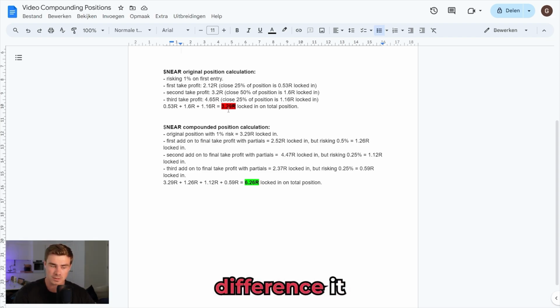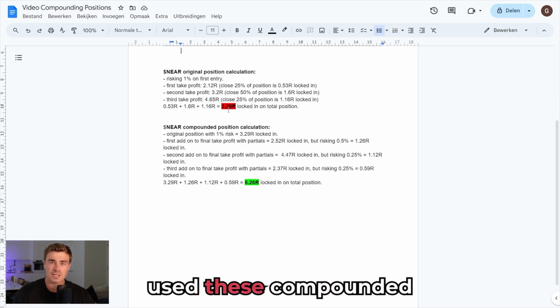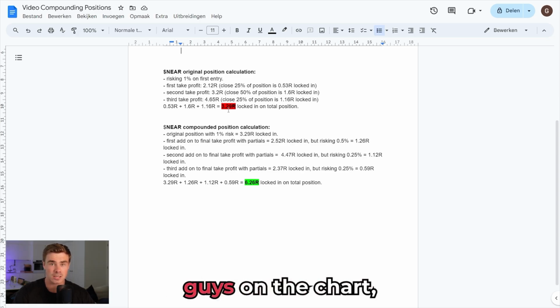But look at the difference it would have made if we would have used these compounded positions like I've showed you guys on the chart, like I've done on my own account and also on the challenge account. Original position, 3.29R locked in. First add on to the final take profit target with partials. I calculated it all, guys. You can calculate it after watching the video. 2.52R locked in, but we are risking 0.5%, so a total locked in R of 1.26. Second one, 1.12R locked in.